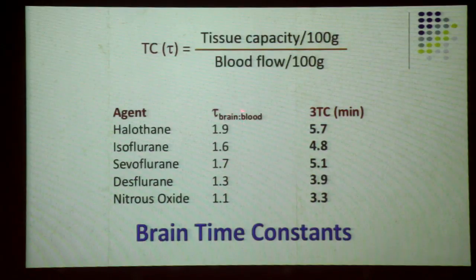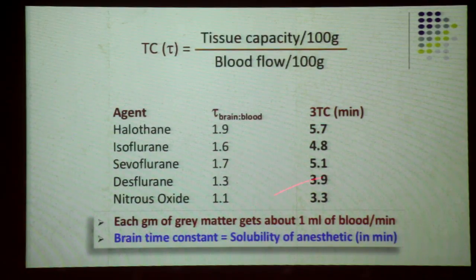So if you look at the blood-brain solubility of these agents, these are the solubilities which have been determined, and all the agents have this. So it takes about 3 time constants for this to reach this value, right? So how does it take that much time? Because each gram of grey matter gets about 1 ml of blood, and the brain time constant is equal to the solubility of the agent, because it is so highly perfused.